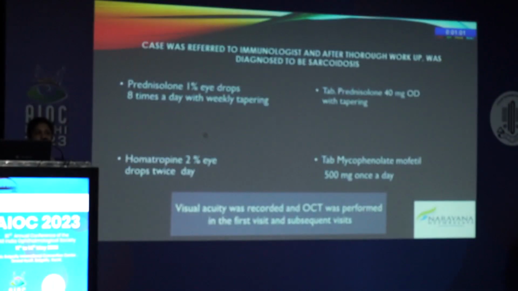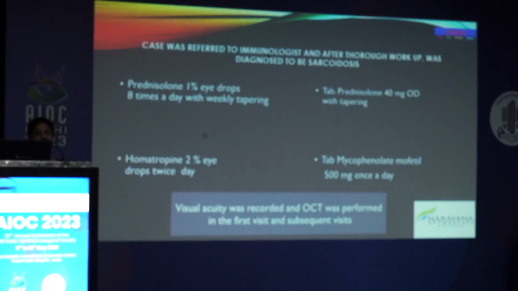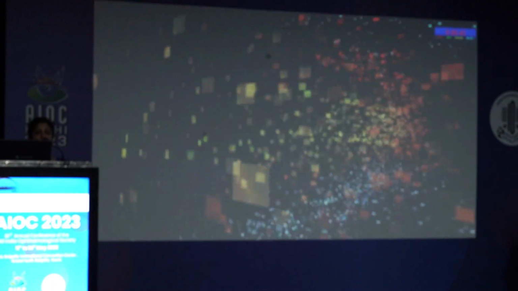So topically, the patient was treated with prednisolone 1% eye drops 8 times a day with weekly tapering, and homatropine 2% eye drops twice a day. And systemically, the patient was given prednisolone 40 mg once daily with tapering, and tablet mycophenolate mofetil 500 mg once a day. And visual acuity was recorded, and OCT was performed in the first visit and subsequent visits.